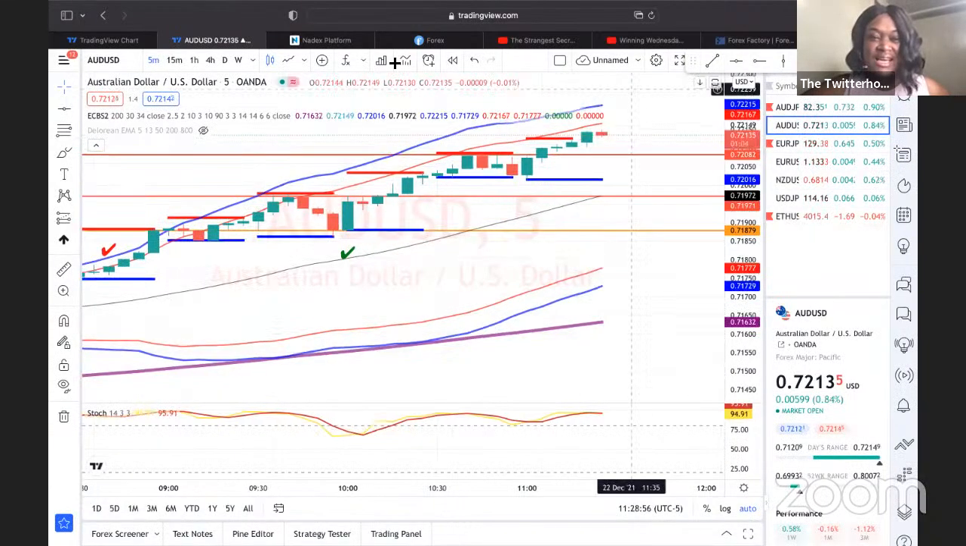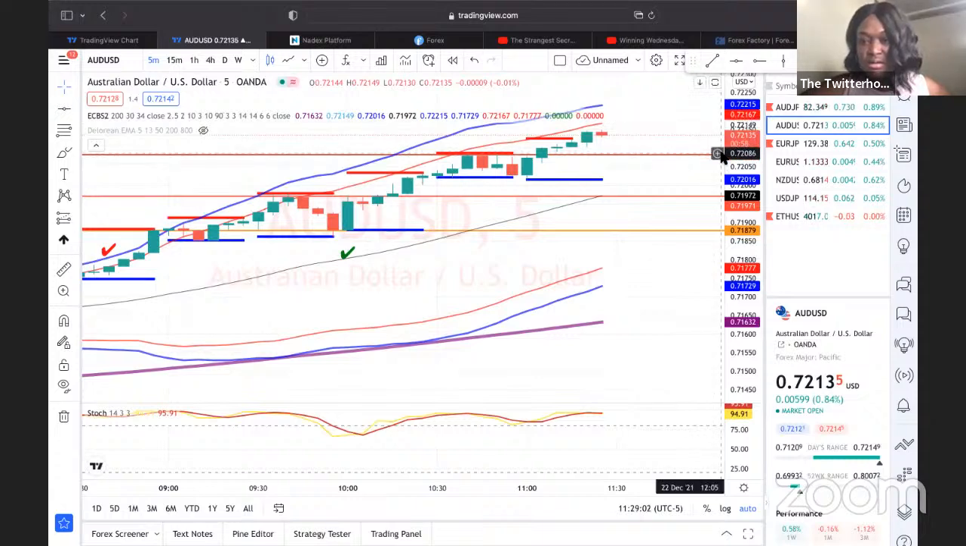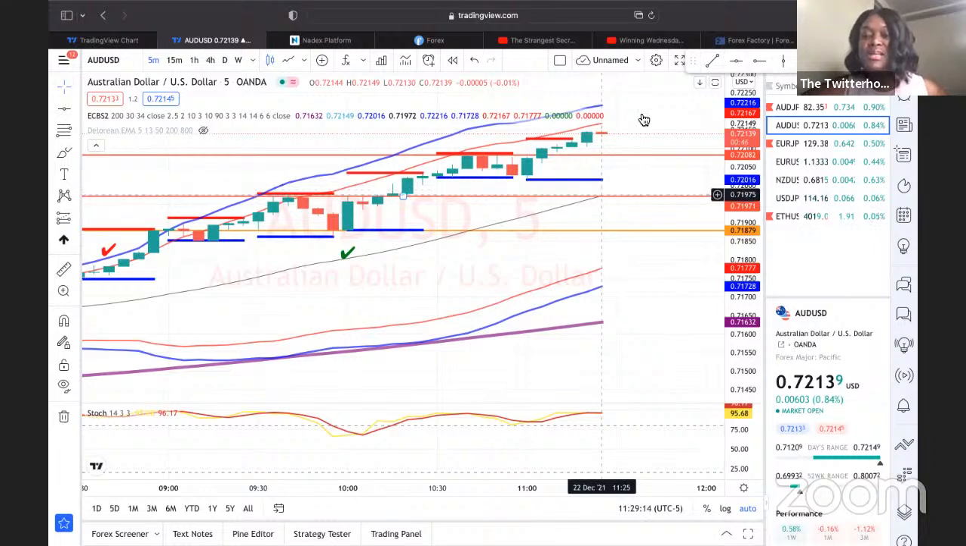All right. So the entry that I said we were waiting on, let's look at 086, not 086. It's moved up a bit. So let's look at 972. So we want price to come down to 972 for us to get in. Okay.